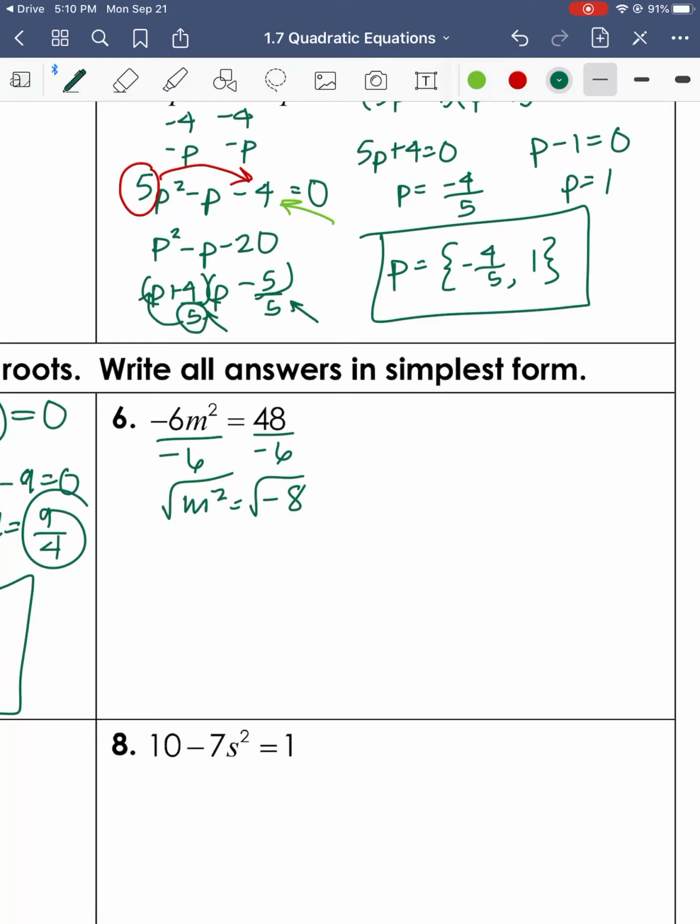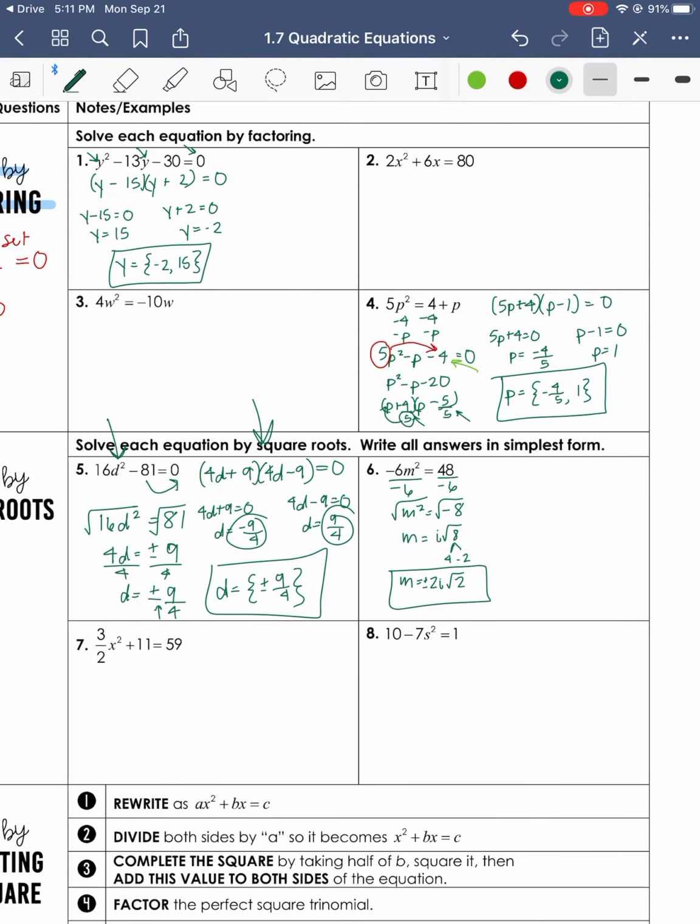And then we'll take the square root of both sides. The square root of m squared is m. The square root of -8. Well, before we can do anything, we need to pull the negative out as i. So we'll get i root 8. And then we can write this as 4 times 2, right? So we get m is equal to, well, the square root of 4 is 2, so we'll pull a 2 out, 2i root 2. And sorry, this is going to be plus or minus here when we take the square root. And that is our final answer there.